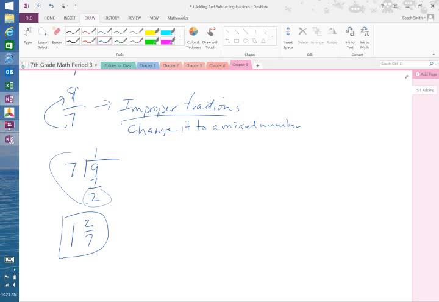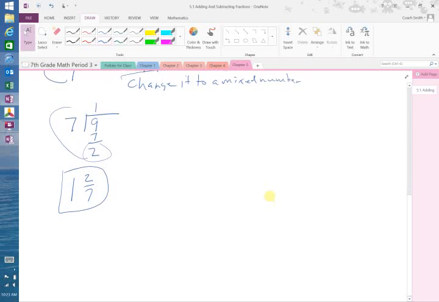Yes, Cameron. You wouldn't divide 9 into 7? No. It's always bottom number into the top number anytime you're changing a fraction. It's always the denominator into the numerator, regardless of what the two are. Okay? All right, let's look at another one.